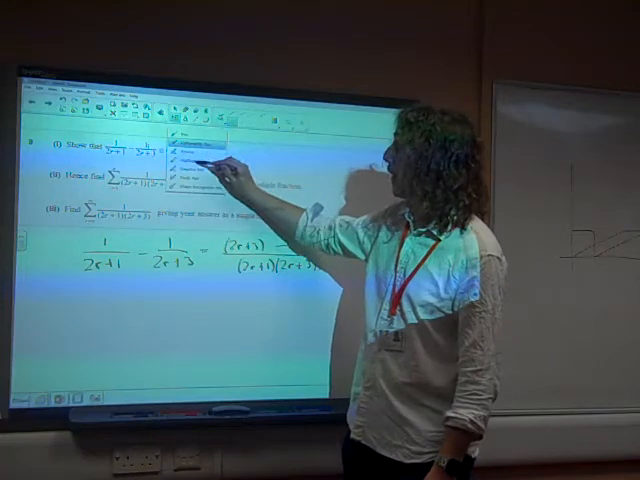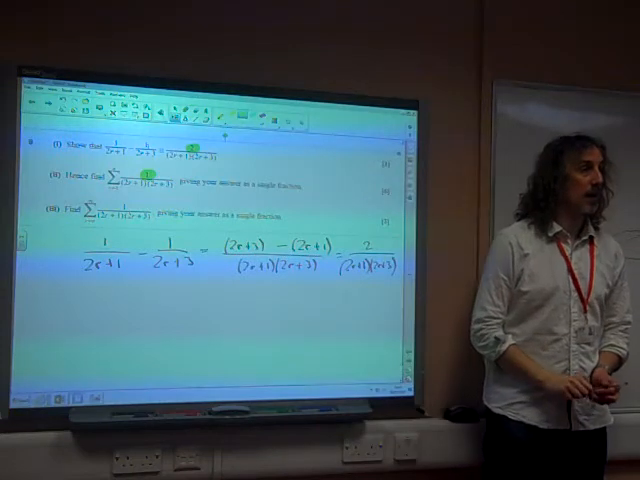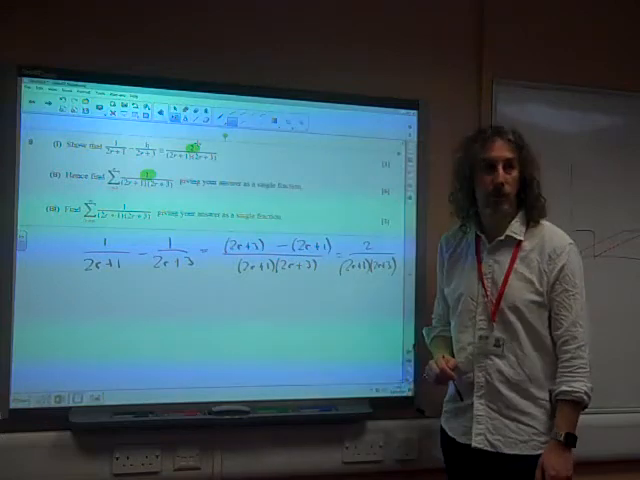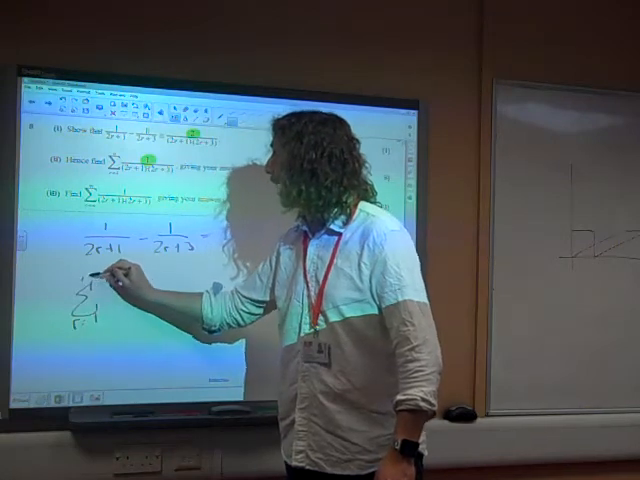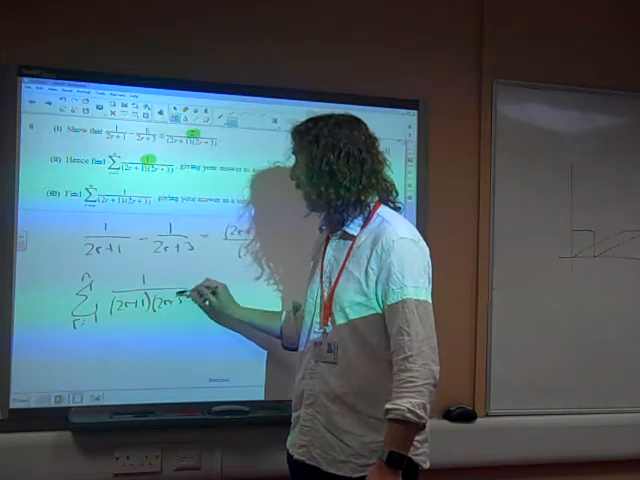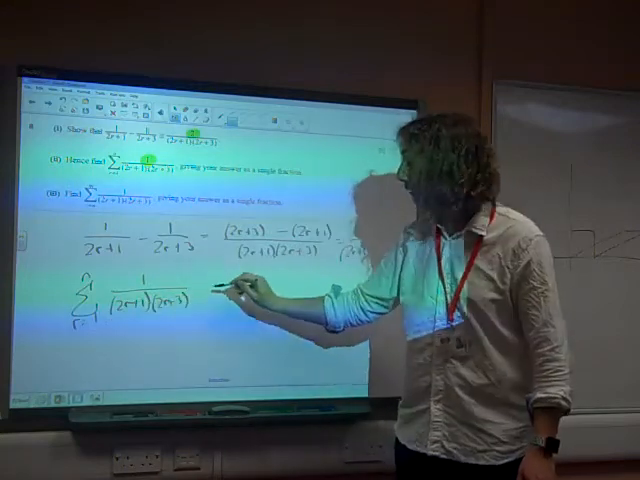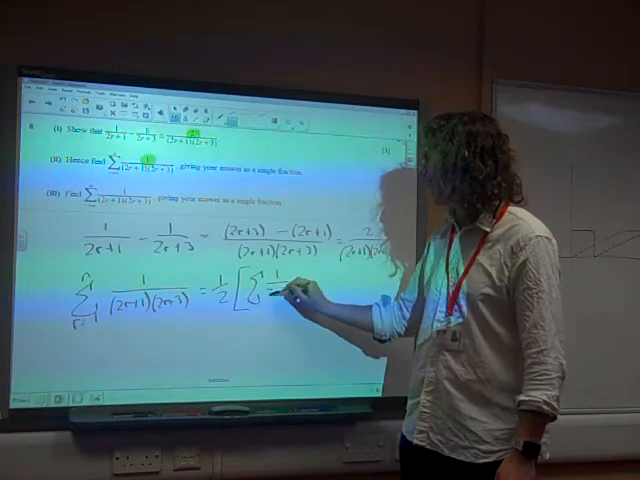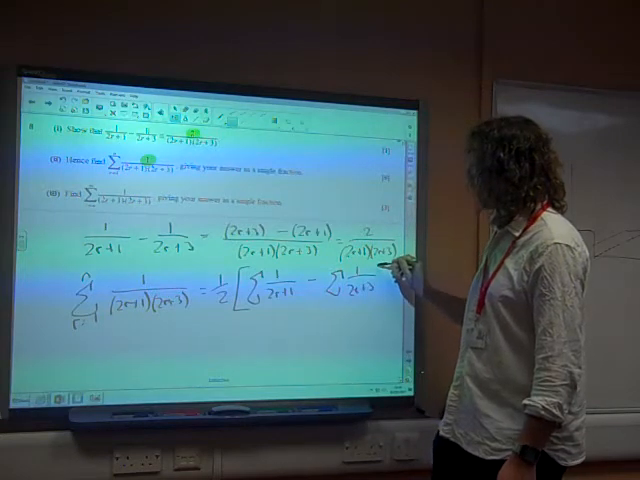And what happened was lots of people didn't notice that that 2 there has changed to a 1 up there. So it's not exactly the same thing that we're doing. So when we do part 2, we need to allow for that. Part 2, the sum as r goes from 1 to n of 1 over 2r plus 1 times 2r plus 3. Well, if that was a 2 on the top, we'd need a factor of a half in front of it. So that is equal to a half of the sum of 1 over 2r plus 1, take away the sum of 1 over 2r plus 3.